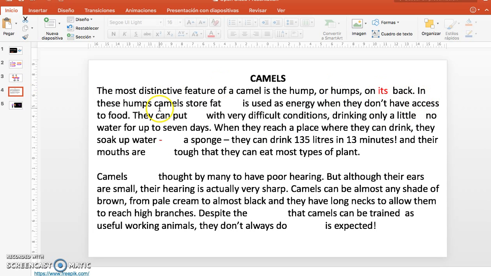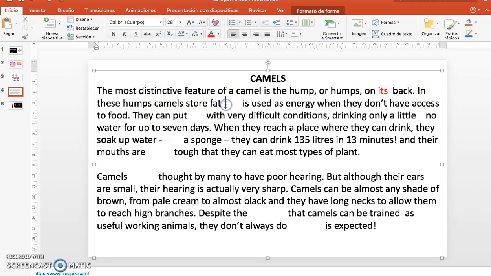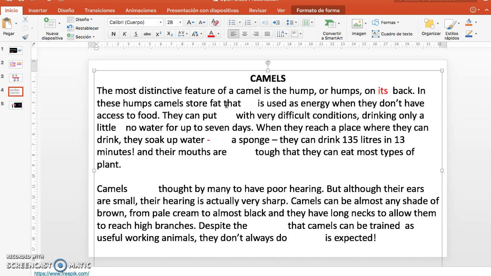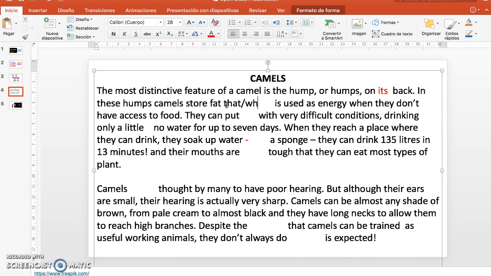Let's continue. In these humps, camels store fat. So here we need a connector that we can use properly in order to connect this first idea and this one. Okay, so if we start thinking about possible connectors, we might think about that or which. In fact, those are the two possible options in this case. Remember that sometimes we have a double option for these exercises. So in this case, you can use any of them.